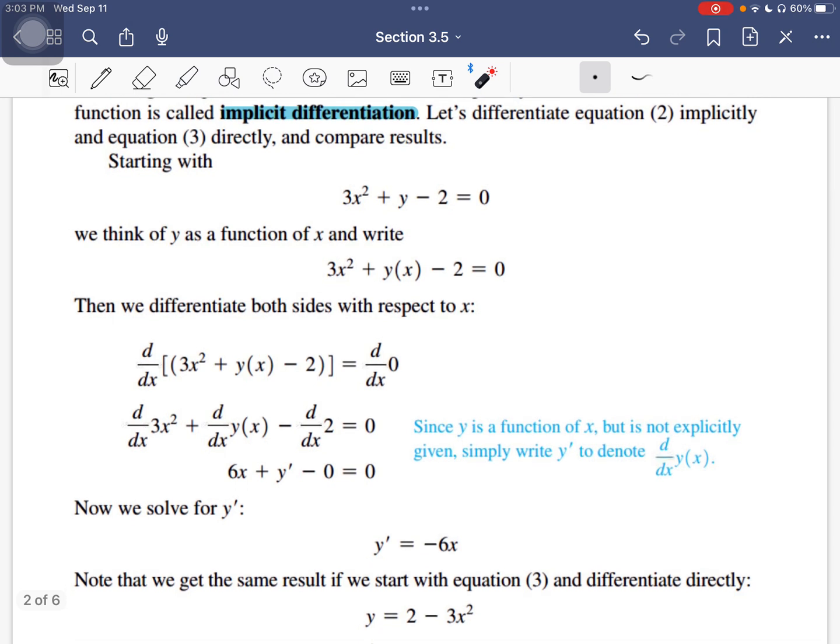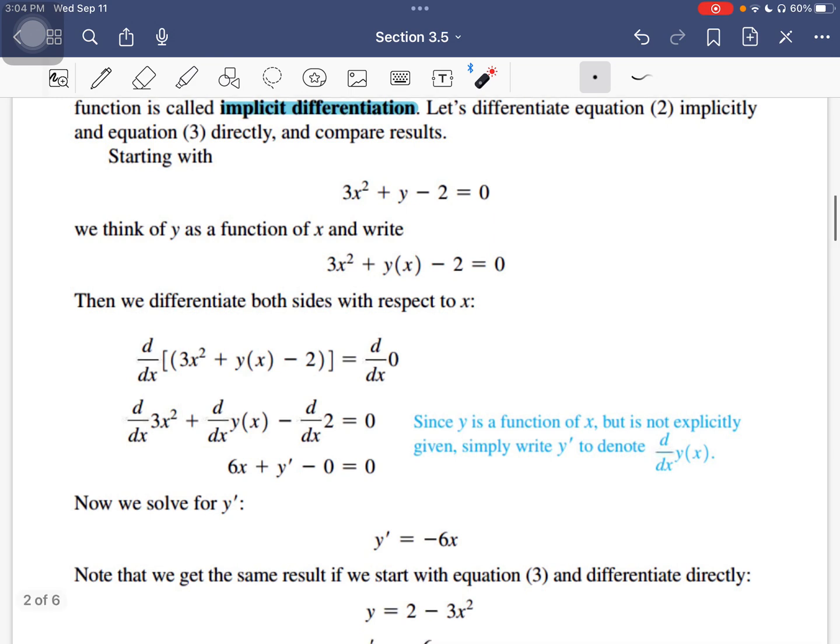And we know that we're essentially distributing this d dx to every term in here. So we end up with the derivative of 3x squared, that would be 6x. And then we're left with the derivative of y of x with respect to x. And so we can just write this as y prime for a simpler notation. We know that dy dx is the same as y prime. And then we know that the derivative of 2 with respect to x is 0. And then we also get 0 on this side as well.